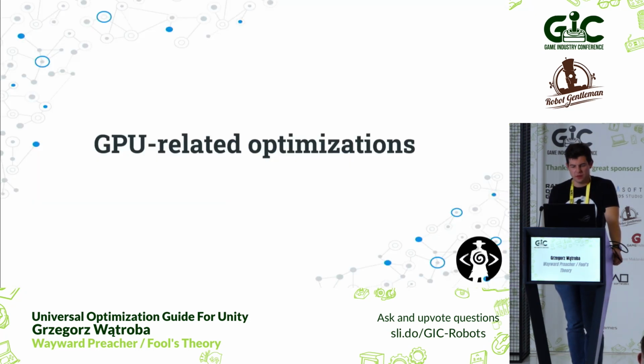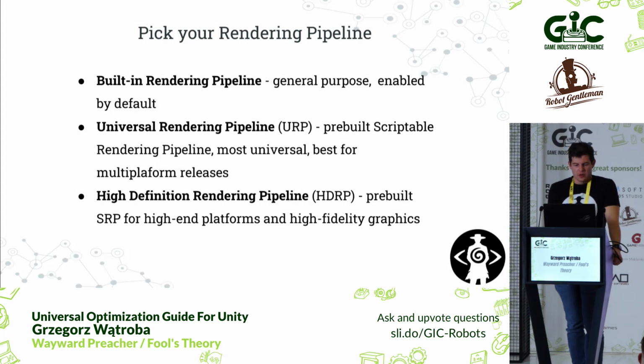A bit of GPU. So it's worth considering using a different built-in rendering pipeline. If we don't feel comfortable customizing our own scriptable rendering pipeline, it's worth choosing either URP or HDRP.